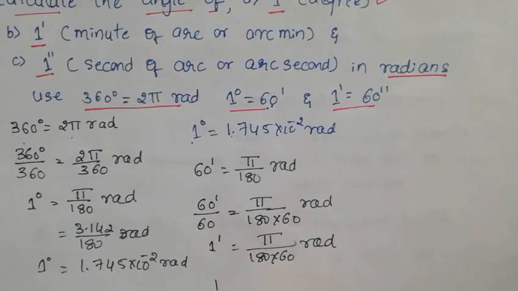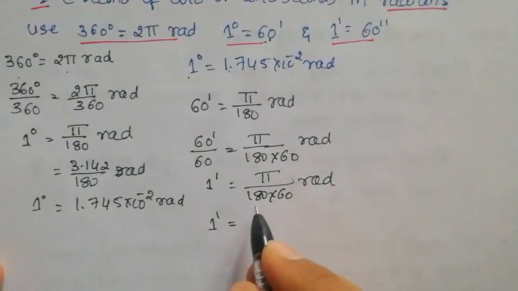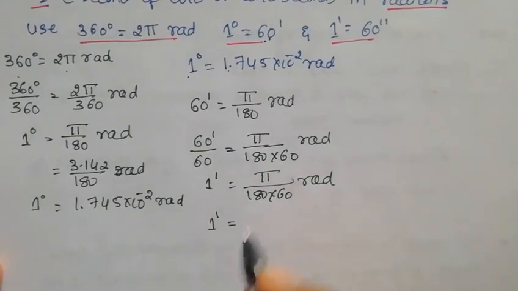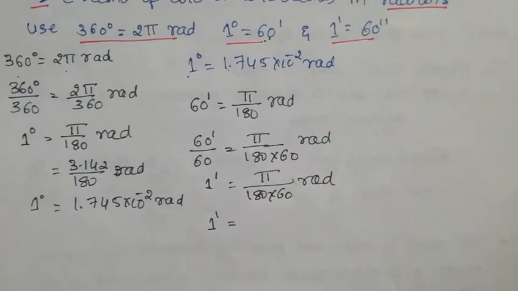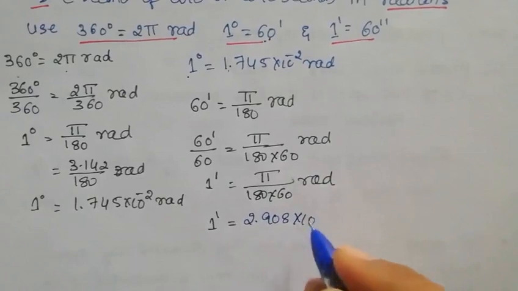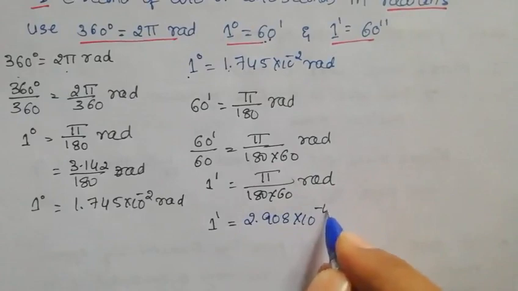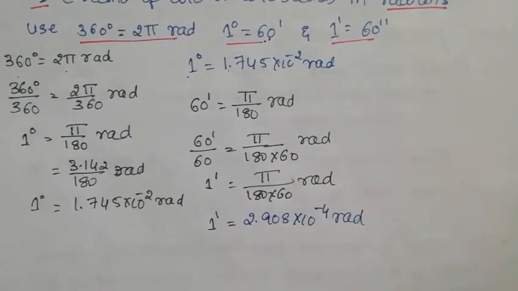If you simplify, you get 1 minute equals pi by, pi means 3.142, so 3.142 by 180 into 60. Finally you get an answer: 1 minute equals 2.908 into 10 power minus 4 radian.